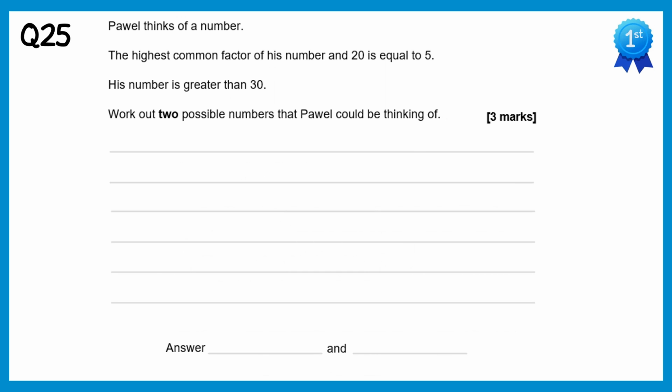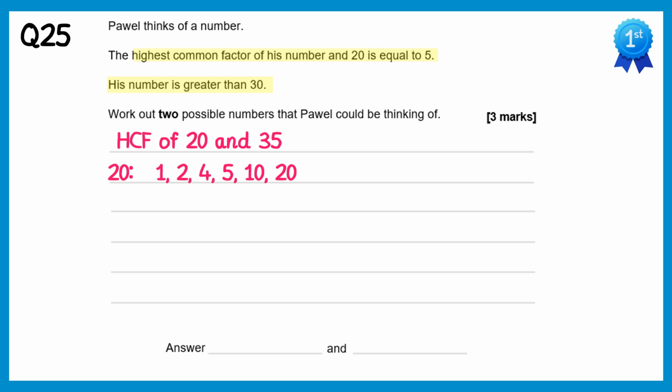In this question, we need to find a number where the highest common factor of that number and 20 is equal to 5. If this is true, then 5 must be a factor, so the number must be in the 5 times table. We're also told that the number must be greater than 30, so we're after numbers that are greater than 30 that are in the 5 times table. The first one to try is 35. So let's imagine he thought of 35, in which case the highest common factor of 20 and 35 needs to be 5. Let's try it.